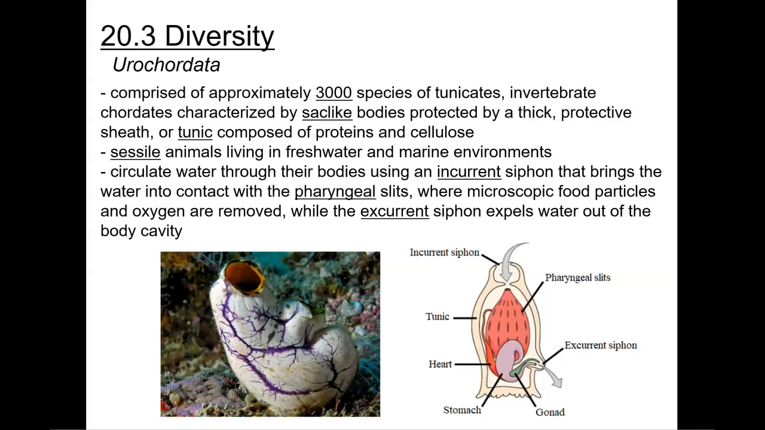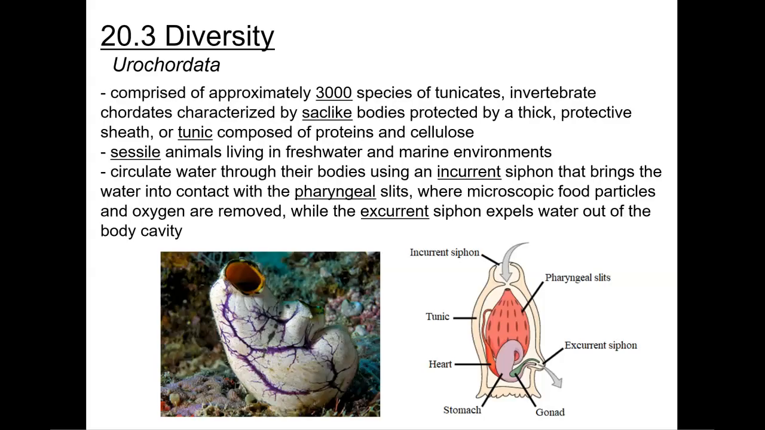They are sessile. Remember, sessile means that they don't move around and they stay in one place. So these sessile animals are going to live in freshwater and marine water environments. Remember, your marine water is salt water. They're going to circulate water through their bodies using an in-current siphon that's going to bring water into contact with their pharyngeal slits, and from there, they're going to be able to capture microscopic food particles and oxygen. It's going to be removed from the water so that they can use it within their body.